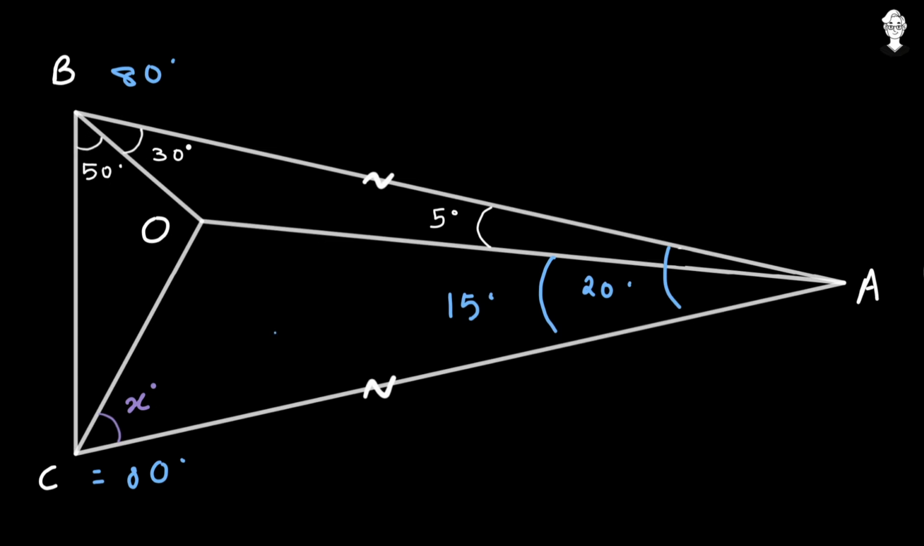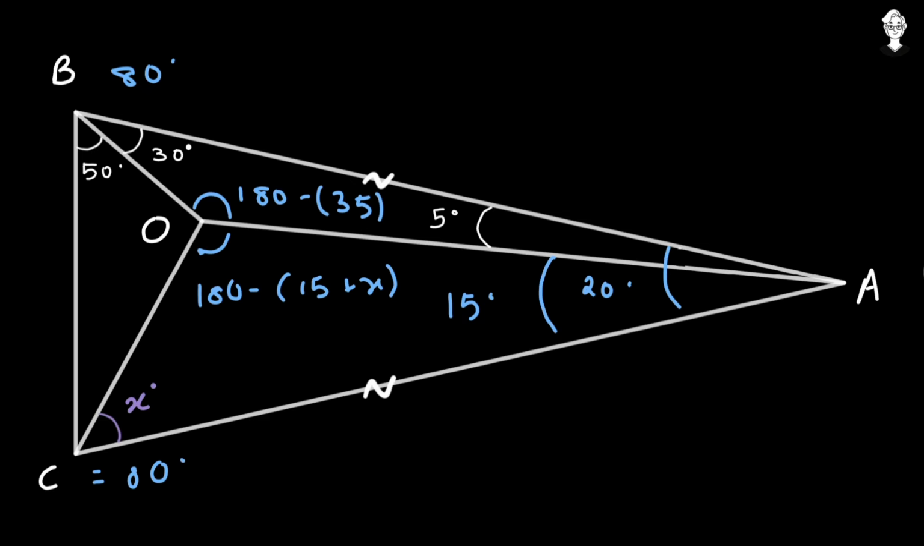Okay, now look in this triangle OCA. Angle C is X, angle A is 15 degrees. Therefore, by angle sum property, angle O is going to be equal to 180 minus (15 plus X). No need to simplify this, keep this as it is. And similarly in this triangle OBA, this particular angle over here is going to be 180 minus (30 plus 5), that's 35. So finally over here we have marked all the required angles.